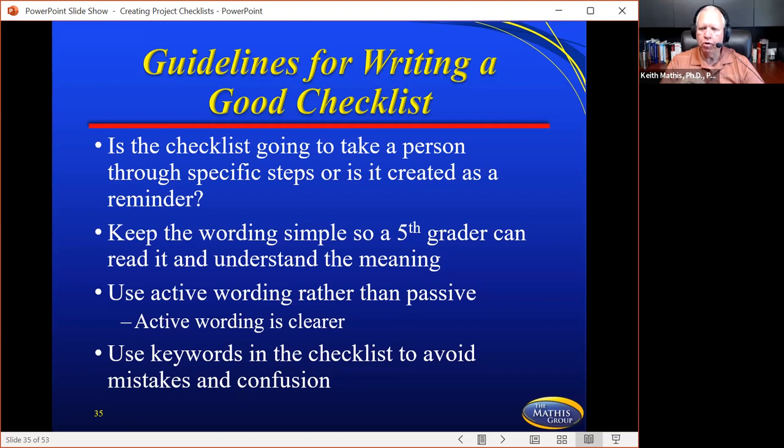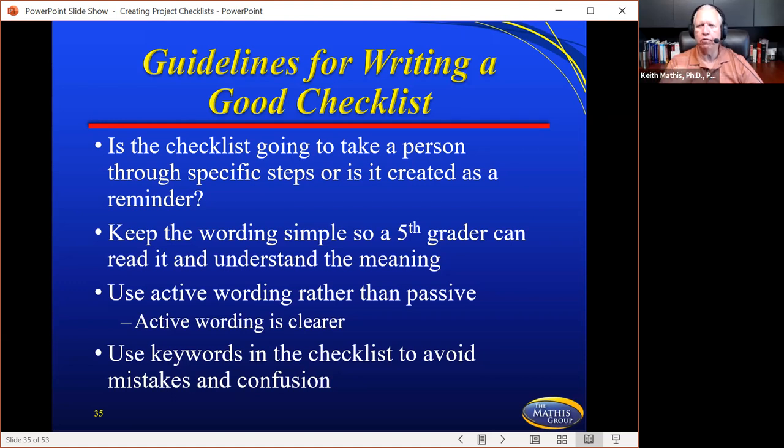So you want to keep the wording simple. Most of the researchers out there on creating checklists say that it needs to be written at a 5th grade level. You're going to use active wording rather than passive. Active wording is considered to be clear. I'm going to give you a list of some that we've seen on some checklists. You're going to use keywords in the checklist to avoid mistakes and avoid confusion. And one of the good things about these keywords is that these keywords can be very industry specific.